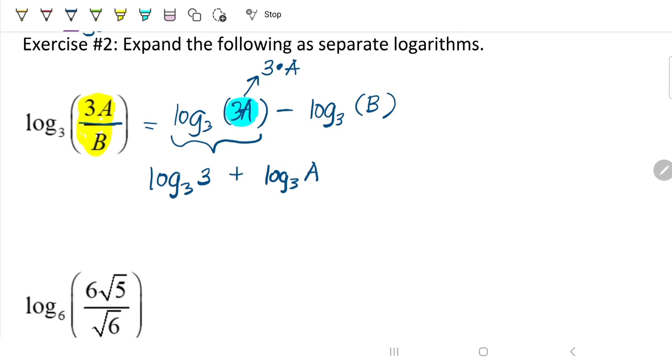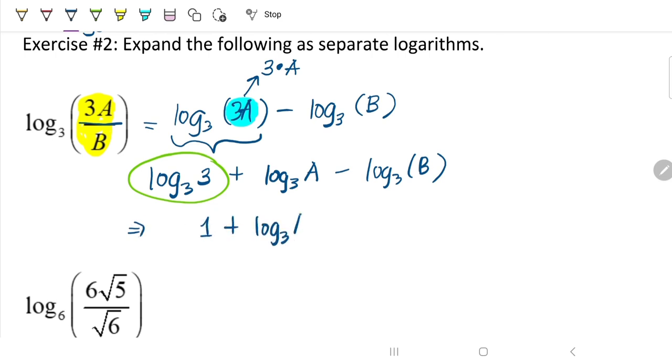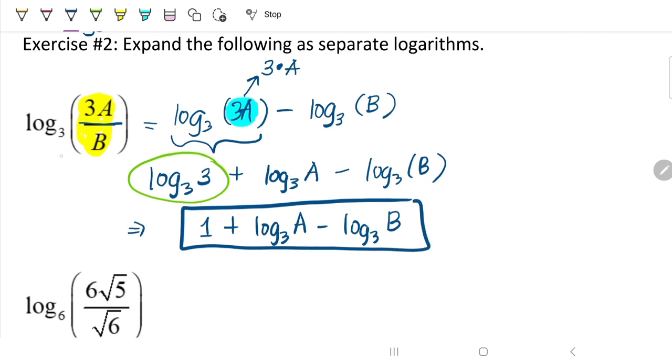Okay? Then, don't forget, meron pa tayong log base 3 of b dito. So, let's just simplify this. Since we know that log base 3 of 3 is equal to 1, we can rewrite this as 1 plus log base 3 of a minus log base 3 of b. So, this is our final answer. So, from a single logarithm, we have expanded it into 3 separate terms.